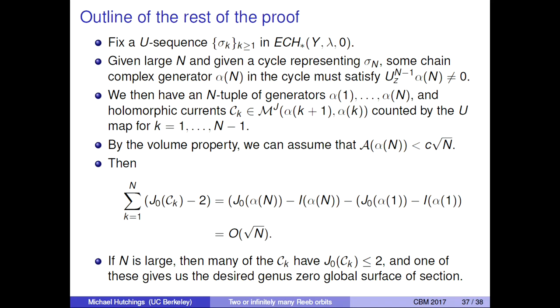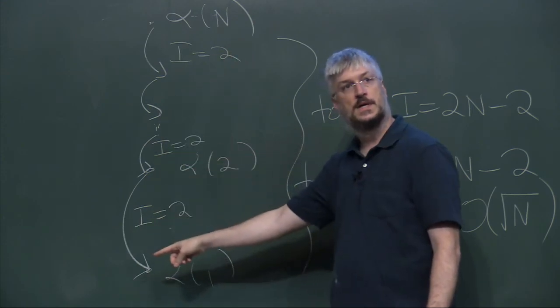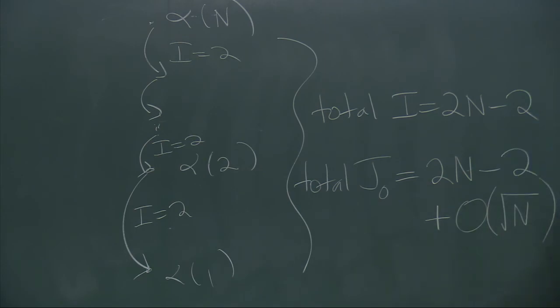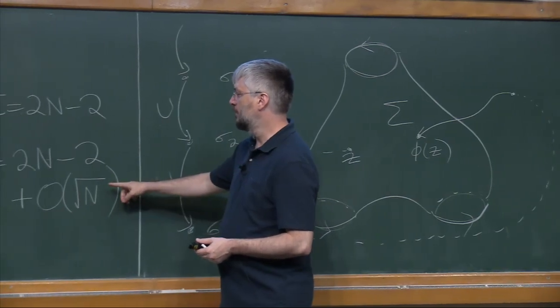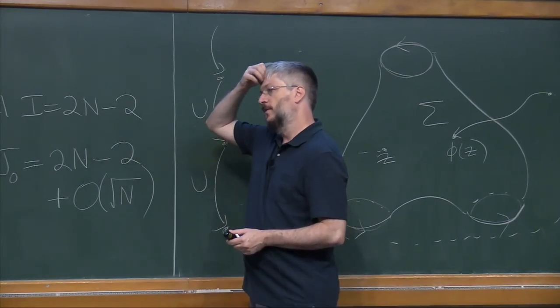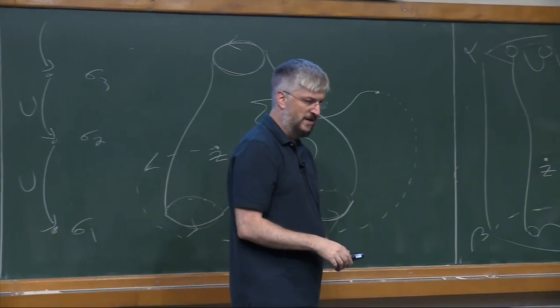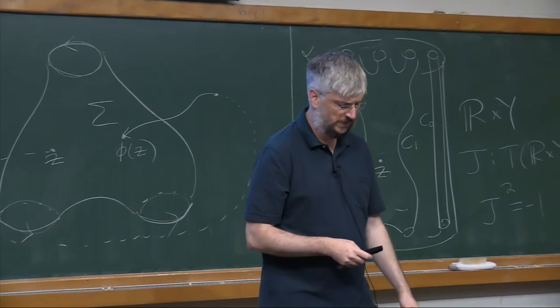So the key ingredients are: we use Seiberg-Witten theory to get this chain of holomorphic curves counted by the U map. We use the relation between ECH and volume to get some control of the symplectic action involved here. Then that allows us to control the topological complexity of these curves to get a genus zero global surface of section, and then we can apply Franks' theorem to conclude the theorem. That's the idea.